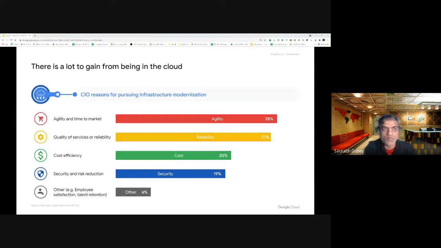So with this, most of the CIOs know that there's a lot to be gained from being in the cloud. And Mr. Bright has also shared some of the studies happening in the market. Whether it's reliability, agility, cost saving, security, or more, you'll still see agility being the top. How will they be able to achieve that?